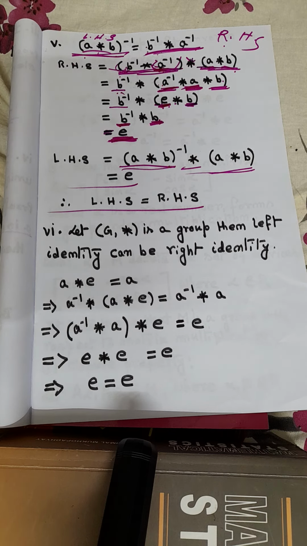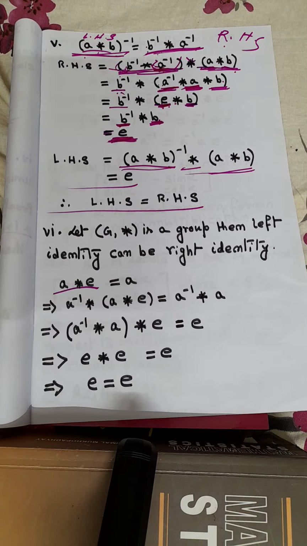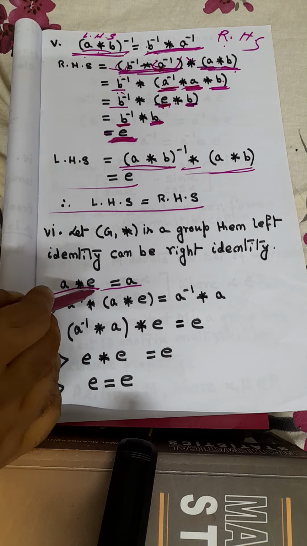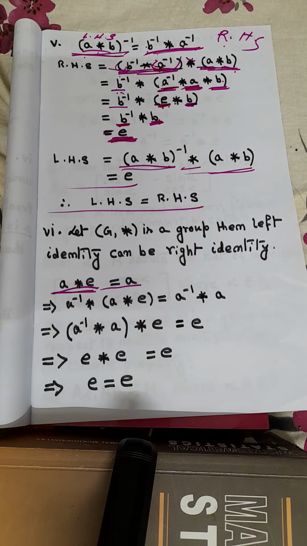Okay. Now let G asterisk be a group. Then the left identity can be the right identity. This is another property. We can write a binary operation e equals a. We know that if we do the binary operation of any element with the identity element, we get the same element, right? So we have written that a binary operation e equals a.